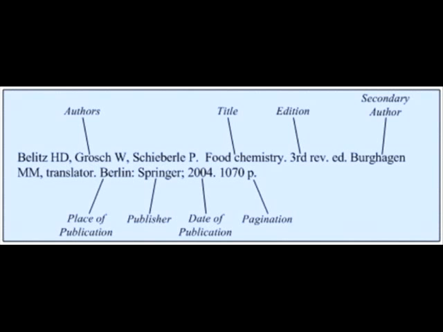Secondary author, another one. When the book is not the original work of any one author, this is called a secondary author. Then surname, initials, M dot M dot, comma, a space, translator, dot. This one is the translator of this book. Then place of publication, publishers, and page. Here are the pages, and you put the P.